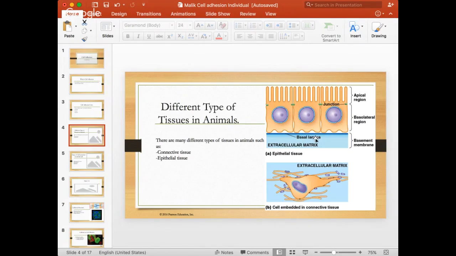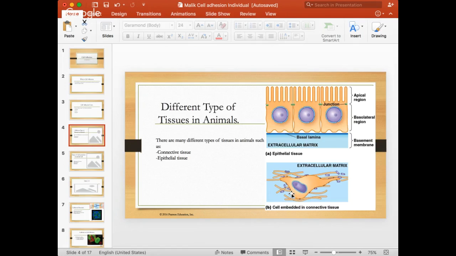So let me discuss the basal lamina a little bit. The basal lamina holds the tissue in place. So this holds all of this in the correct order. And the basal lamina keeps the cells in their correct junctions, I would say.